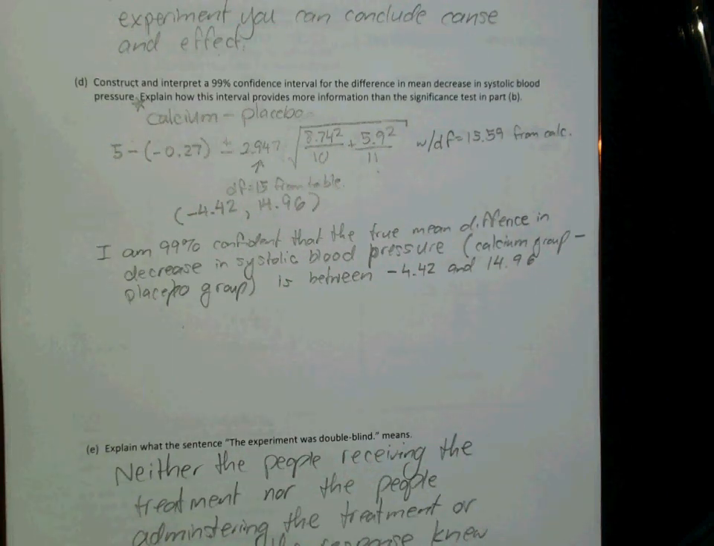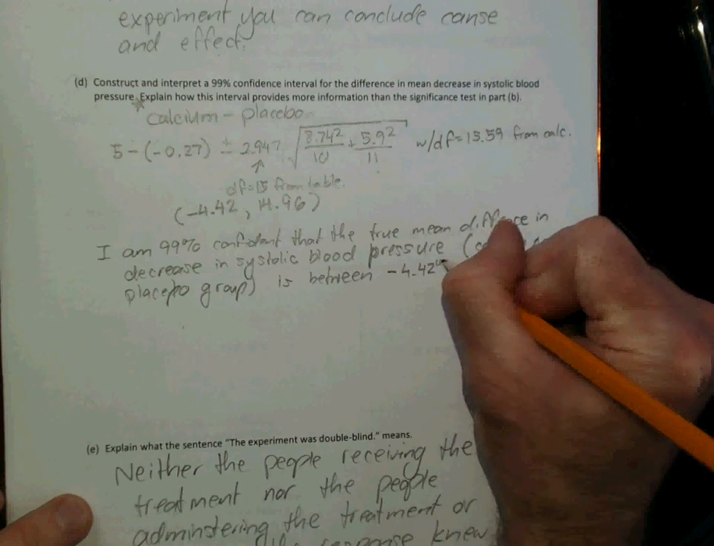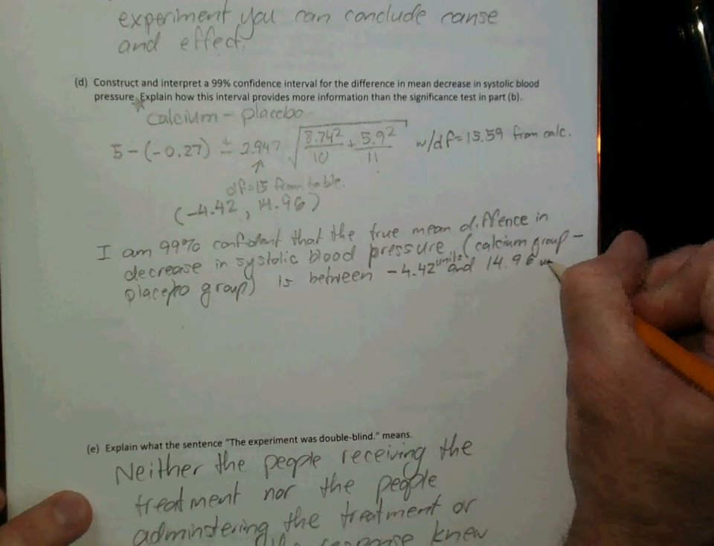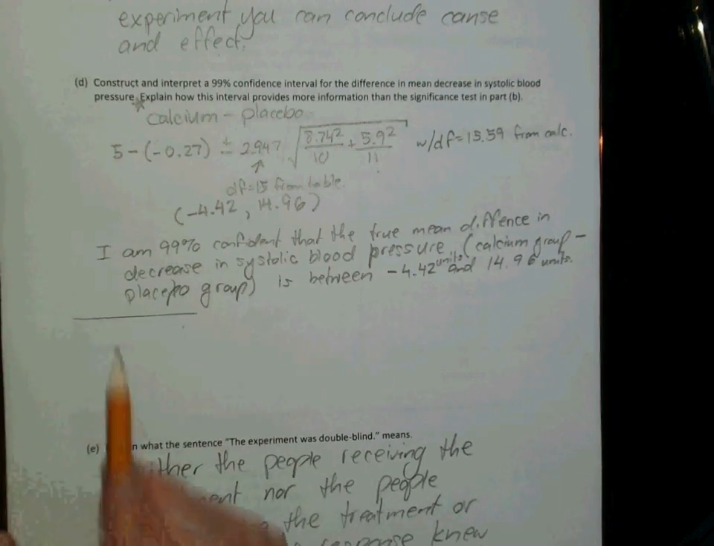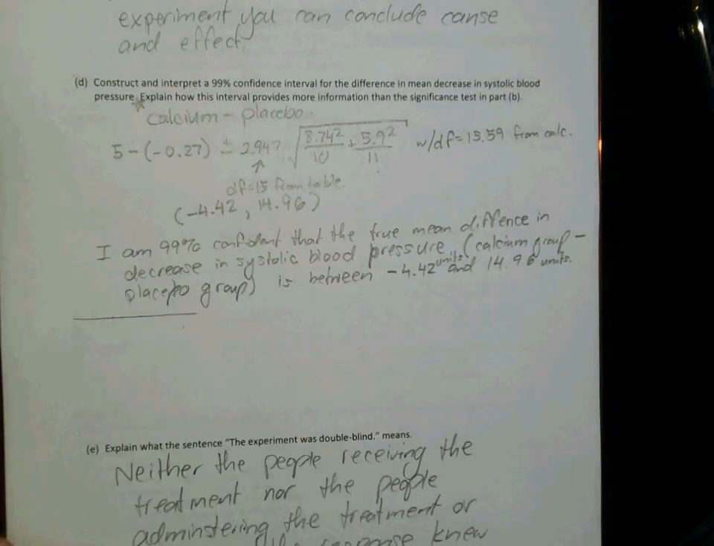I am not seeing units in the original problem. I do know this does have units, I just don't know what they are. It's like milligrams per something, deciliter of blood or something. But I don't see units, so I'm going to just write units. Okay, if you can put units, put units. I'm putting a little line here because I put the star here.